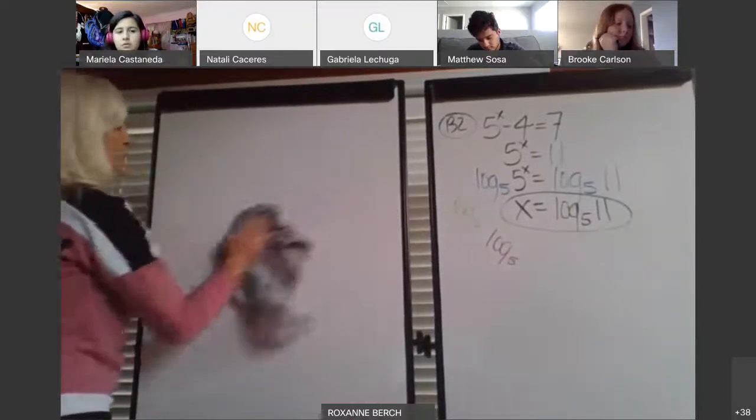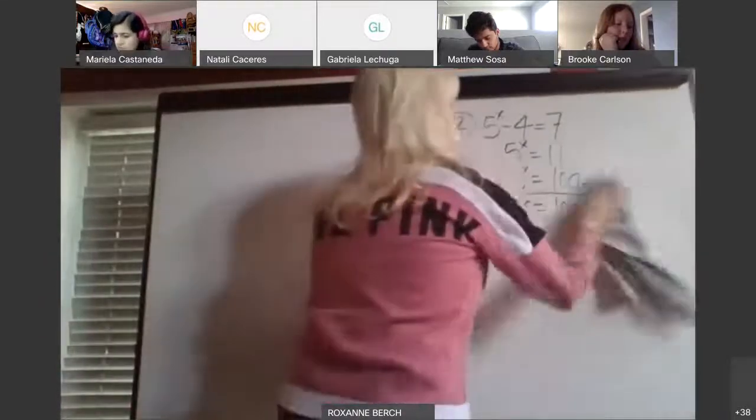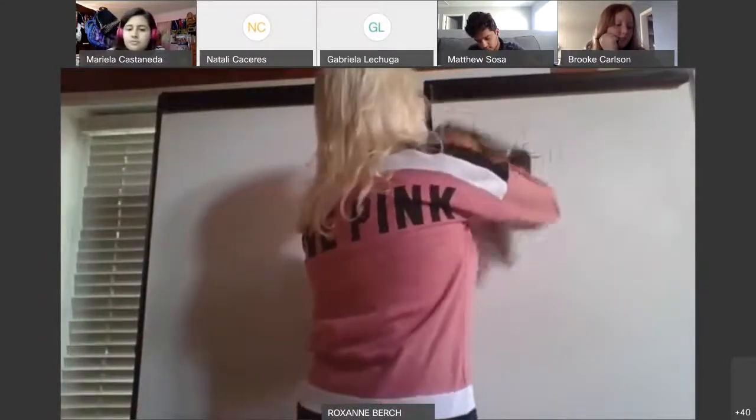I'll use the pink on this problem. So you'll see the pink. Take the logarithm of both sides.